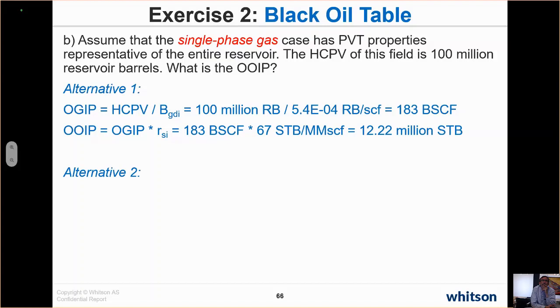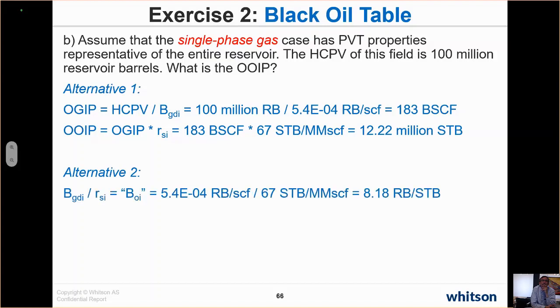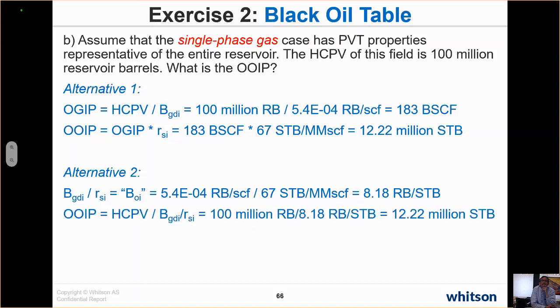An alternative way of calculating this is to just calculate what we call the geologist BOI, or the BOI for gas condensate reservoirs, just dividing BGD,I in this case, so the initial dry formation volume factor, by the solution CGR, and we get a quote-unquote formation volume factor of 8.2 reservoir barrels per stock tank barrel, and we can simply divide 100 million reservoir barrels by this number, and we yet again get exactly the same answer, which is 12.22 million stock tank barrels.